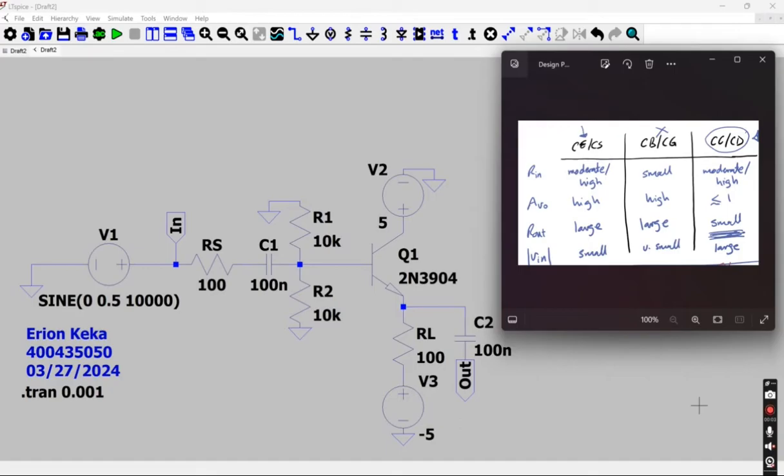The purpose of design project number 3 is to design, simulate, and build an amplifier that can take an input of plus minus 0.5 volts from a source with an internal resistance of 100 ohms and deliver it to a 100 ohm load featuring good linearity and less than 10% attenuation.